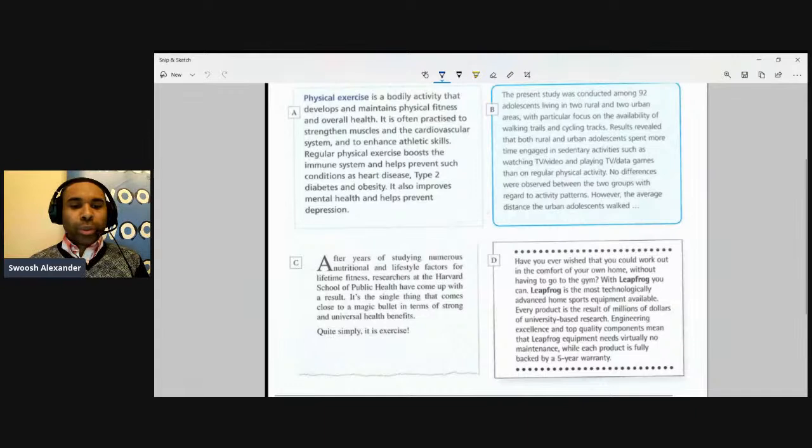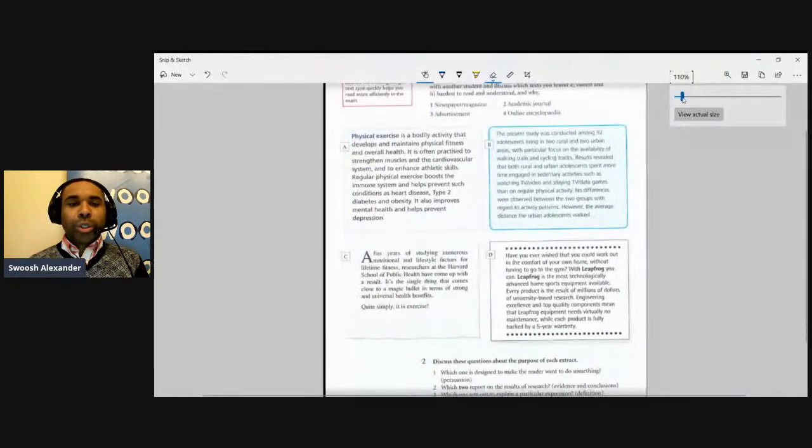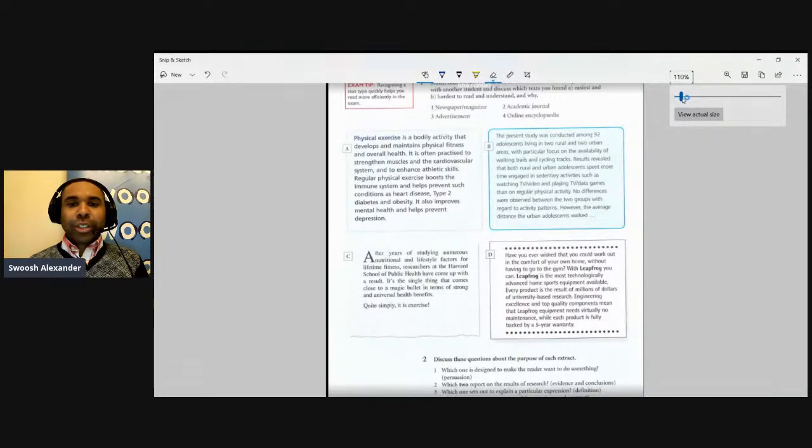So for those who are watching the class, can you let me know where these different texts would be found? What do you think? So if we start at A, for example, where do we think text A would be found? We have some specific options here. We've got a newspaper or magazine, an academic journal, an advertisement, or an online encyclopedia. So if you've got any ideas, do let me know in the chat what you think.